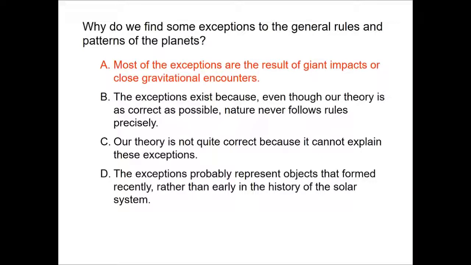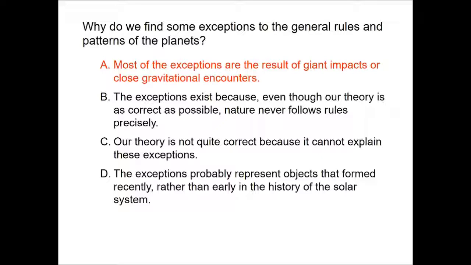So C is not necessary. D, the exceptions probably represent objects that formed recently rather than earlier in the history of the solar system. Well, I kind of explained this in the beginning. We don't believe that to be the case. We don't see evidence for that. When we look at all things in the solar system, they all point towards a common age of 4.6 billion years.